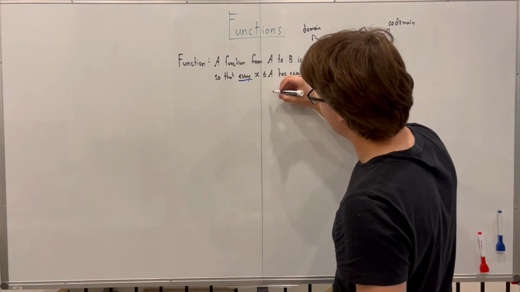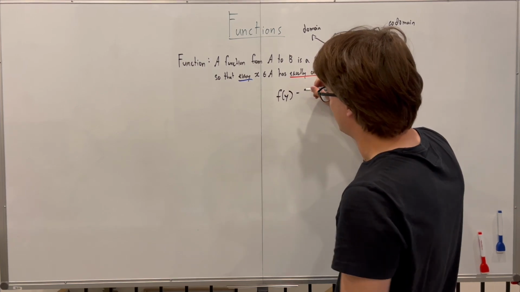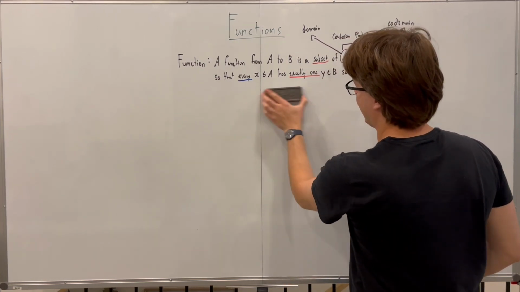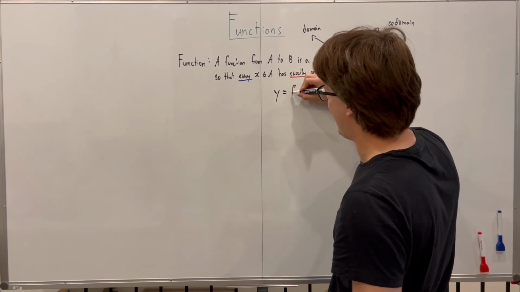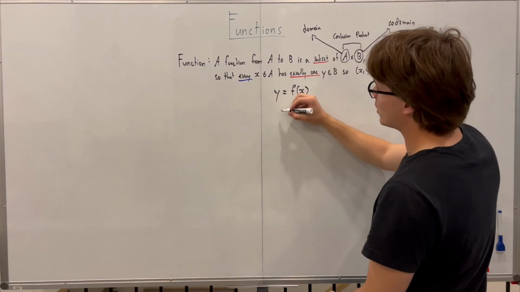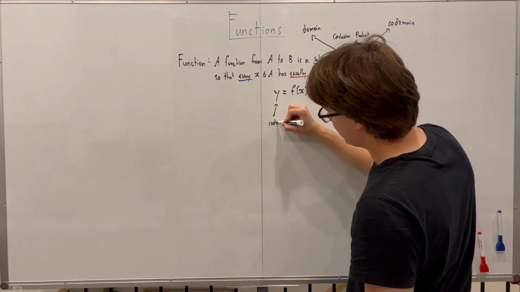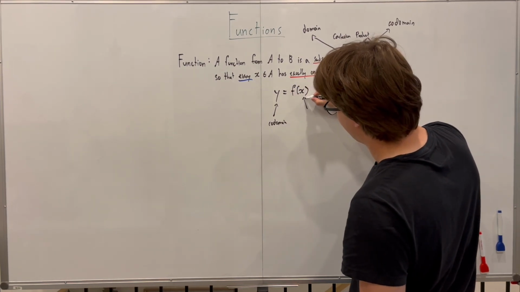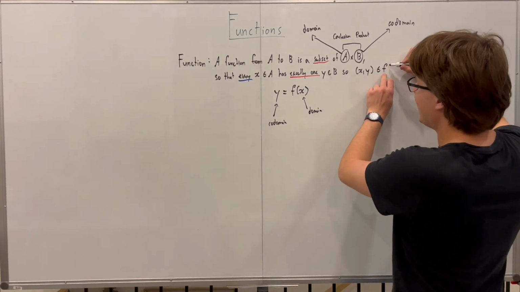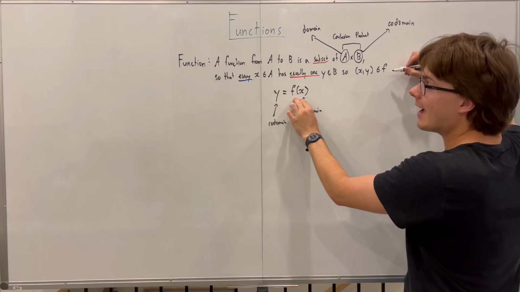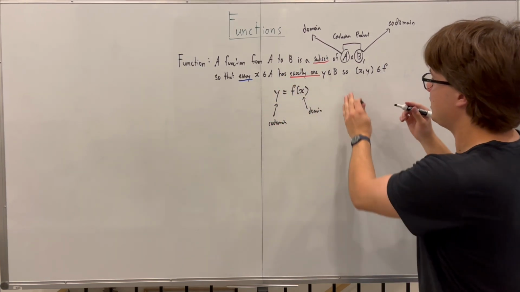But the other thing you should recognize is when we say something like y is equal to f of x, we're saying y is in the codomain and x is in the domain, and when we apply the function to our x, we get something in the codomain. That's what this notation means.